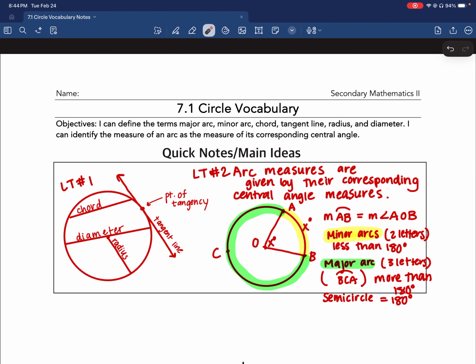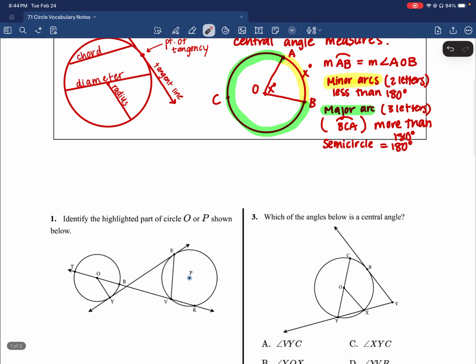Now that's really all the vocabulary and all the new stuff that we're going to learn today. So the biggest thing is we have to memorize all of these words and what they mean. So let's jump into some examples here.